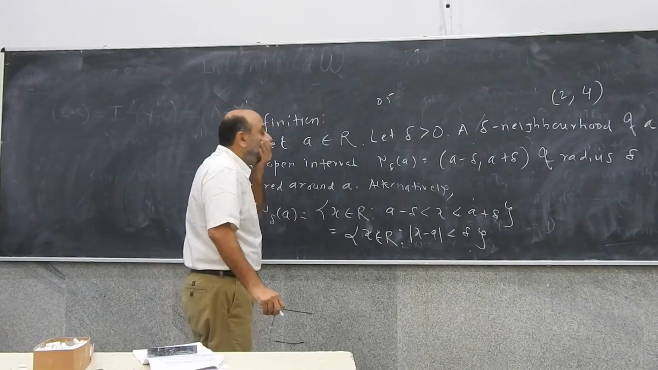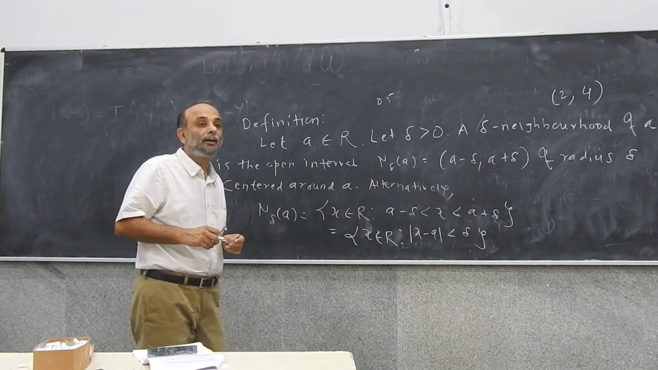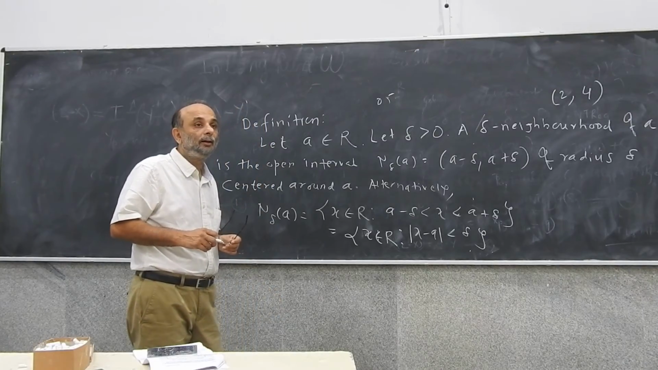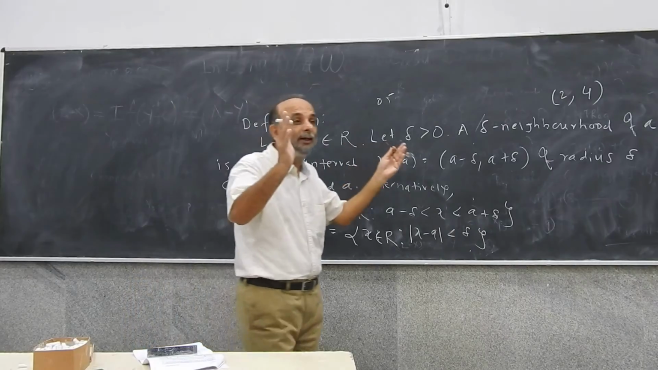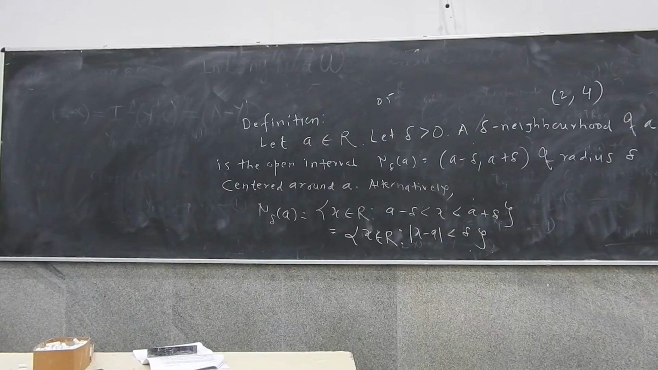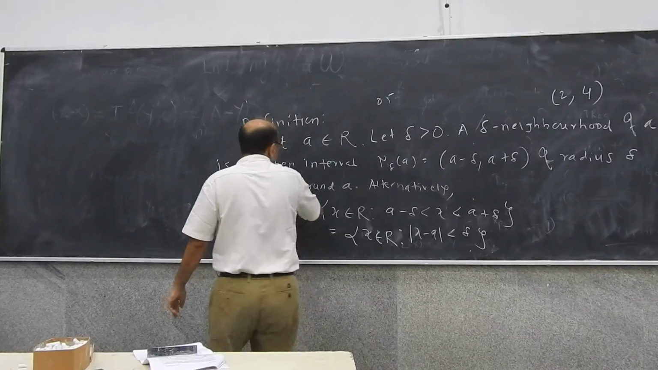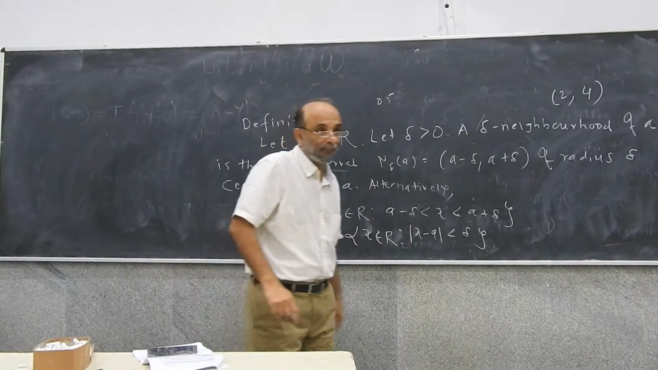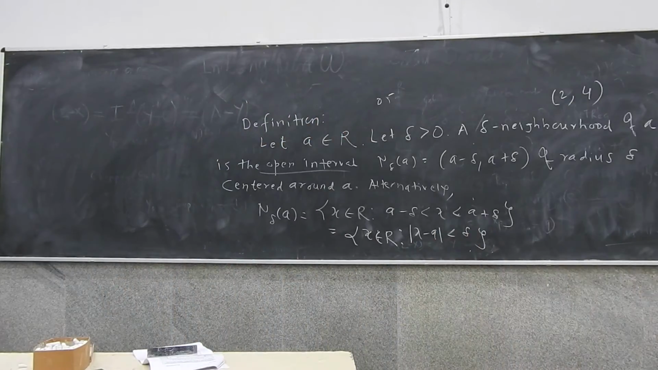So why is |x minus a| less than delta? Why is it not equal to delta? Because we are looking at an open interval, a set of all points at a distance less than delta. That's an open neighborhood. That's why we called the delta neighborhood the open interval. The interior will come, but not the boundary.